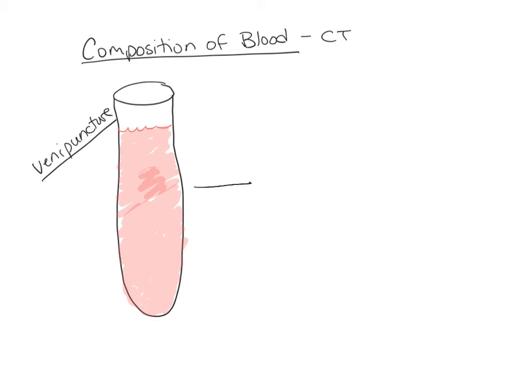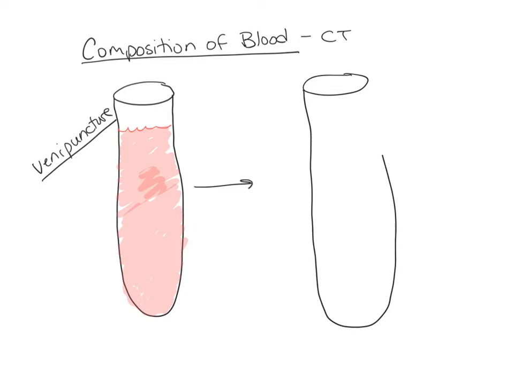But we can take that test tube and we can centrifuge it, and centrifuging means we're just spinning it. And as we spin it, we can see that the different components start to separate from each other. The top component that we see will be clear or a little yellowish, and that is called plasma. Plasma makes up 55% of whole blood. By whole blood, I mean all of those components together.